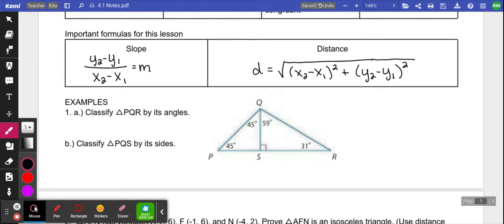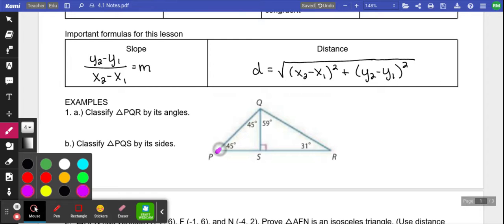Next, let's go ahead and look at some examples. Part A of number 1 says classify triangle PQR. Let's first see where that is. PQR is this triangle right here, and it says classify it by its angles. We just need to determine, is this acute, right, or obtuse?